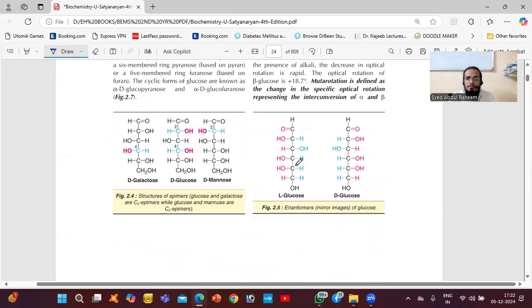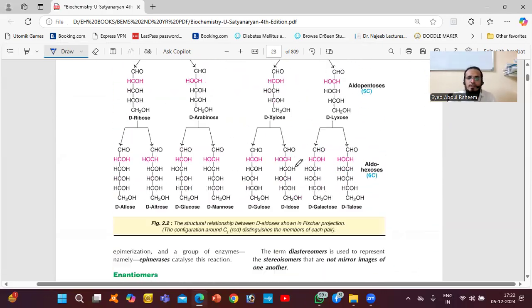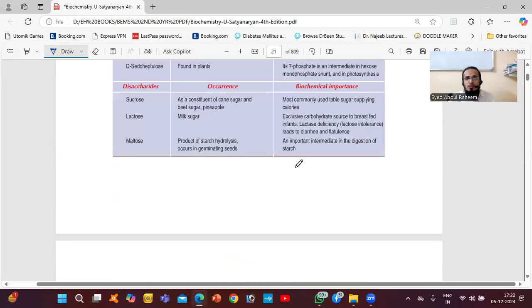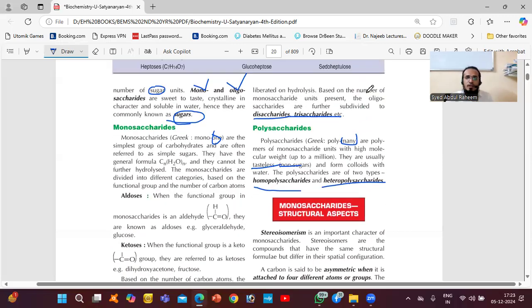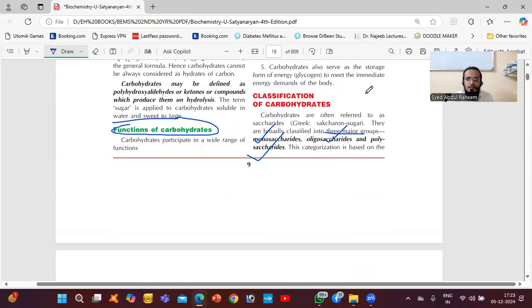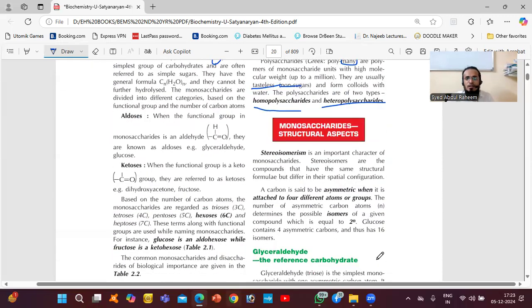So we'll stop the class here. Tomorrow we'll discuss monosaccharides and complete the saccharides in one day. Okay, so this is the basic thing we discussed. We learned today. If you have any doubts regarding that, kindly ask.